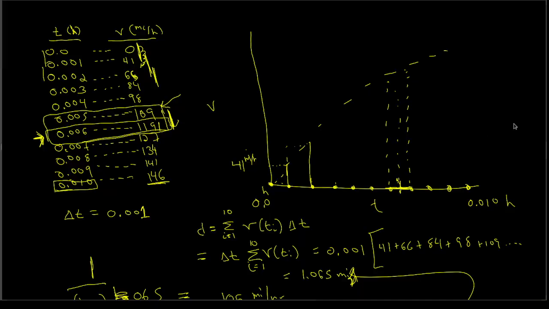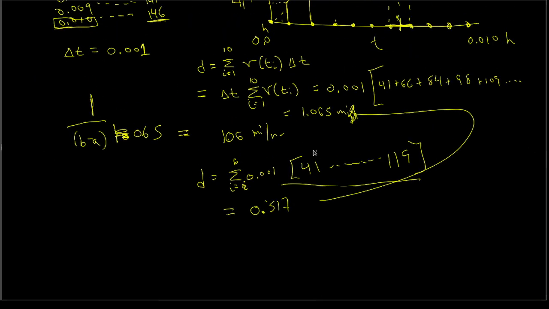And so to estimate that, I added my way up to what was happening at the 6,000ths of an hour. And so I'm going to say at about 6,000ths of an hour, the car is halfway there. So 0.006 times 60 minutes times 60 seconds is about 21.6 seconds.